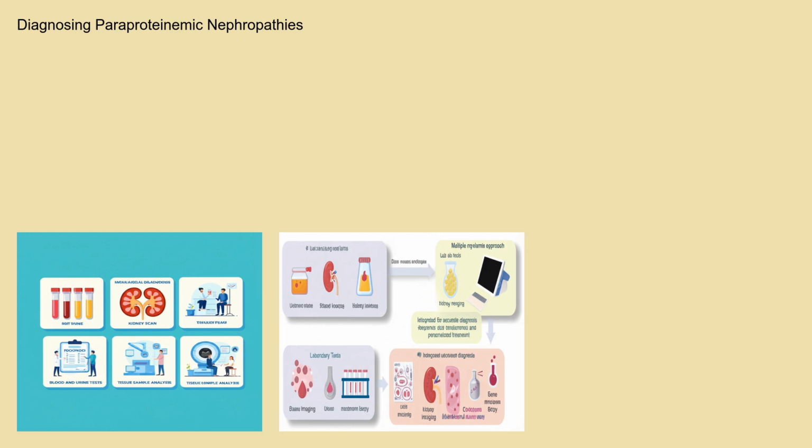Diagnosing paraproteinemic nephropathies involves a combination of blood and urine tests, imaging studies, and crucially, kidney biopsy. Blood tests are used to detect the presence and type of paraproteins. Urine tests help quantify protein levels. Imaging techniques like ultrasound or CT scans can assess kidney size and structure. However, a kidney biopsy is often essential for definitive diagnosis. The biopsy allows pathologists to examine kidney tissue under a microscope, identifying the specific type of paraprotein deposition and the pattern of kidney damage. This information is critical for guiding treatment decisions.